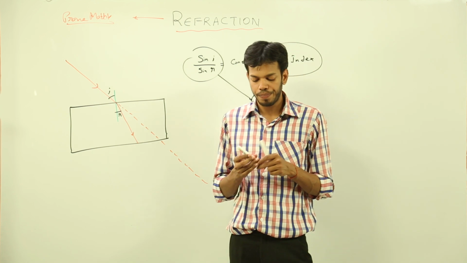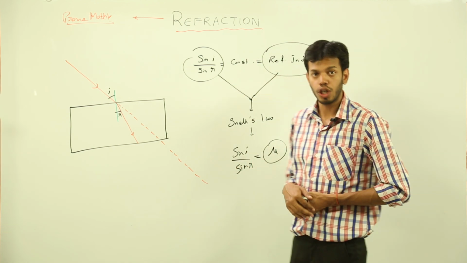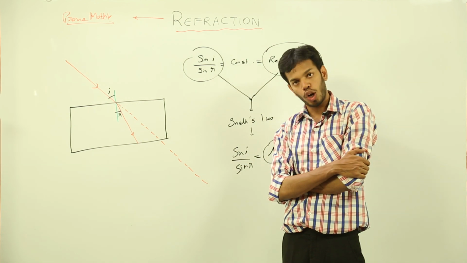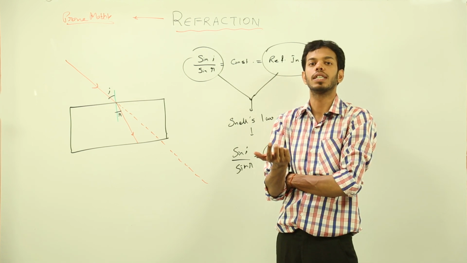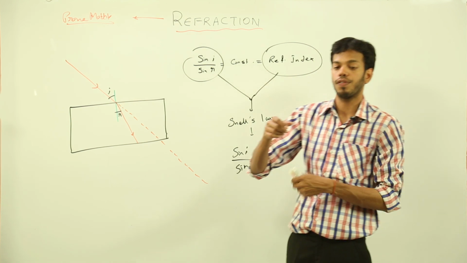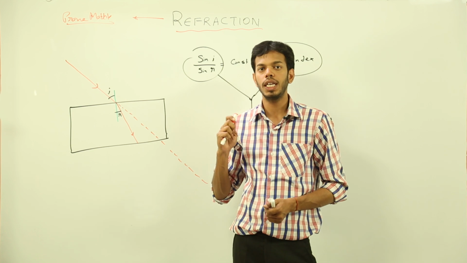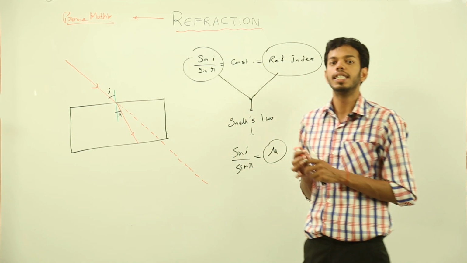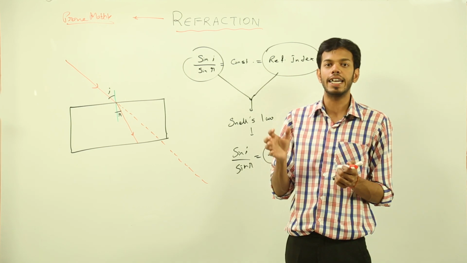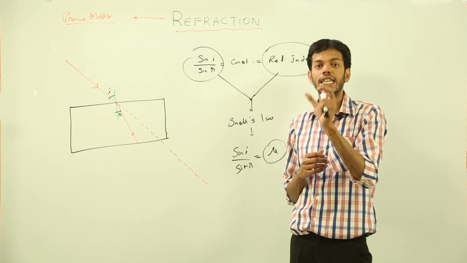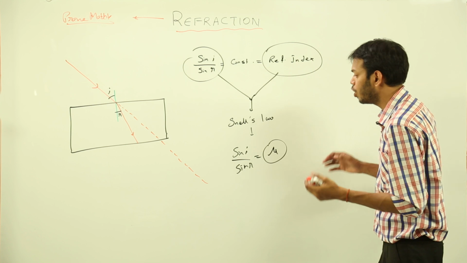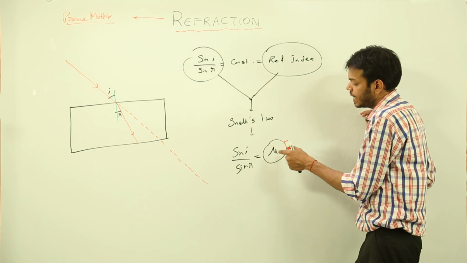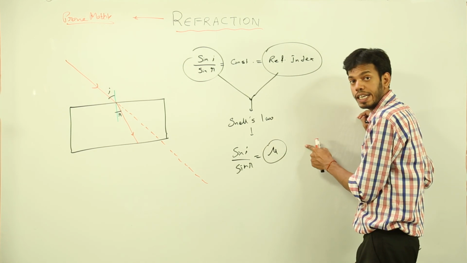For example, there is this thing called density. What is density? Mass per unit volume. What is relative density? Relative density of, suppose, plastic would be density of plastic divided by density of water. So relative density is a relative value where the units will cancel out, and you will be left with a dimensionless quantity. Similarly, refractive index is a relative quantity.